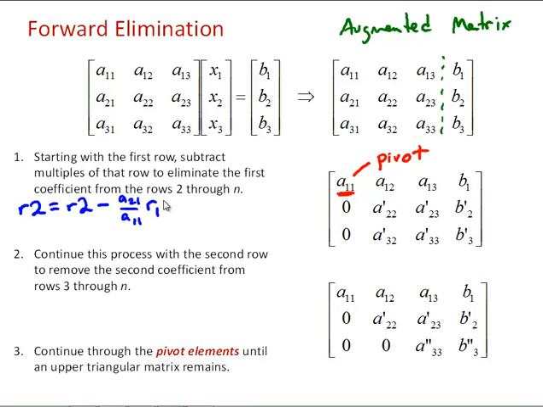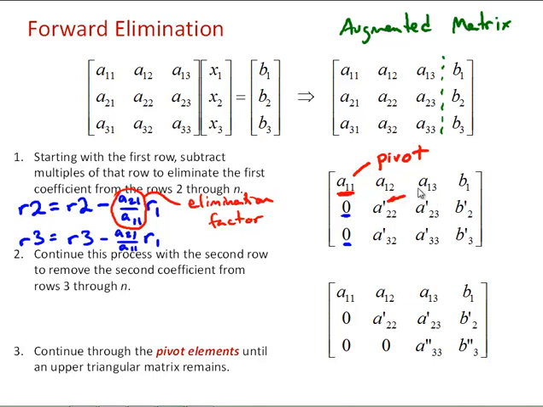If you look, then we would have, for example, A21 minus A21 over A11 times A11, and we would get that 0. Similarly for row 3, we would get that 0. Row 3 is going to be row 3 minus A31 over A11 times row 1. As we're doing that, we will call this term the elimination factor. In other words, that's the factor we're using to make sure that that first element is eliminated, and the prime indicates that these are new elements in the matrix that come from those elimination steps.